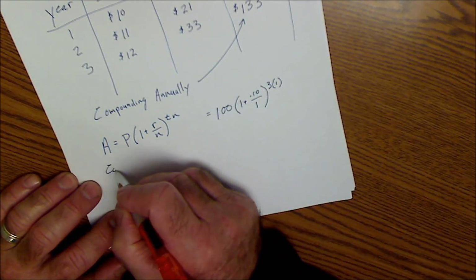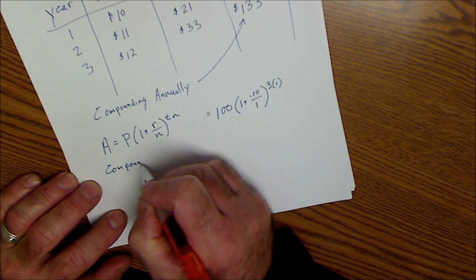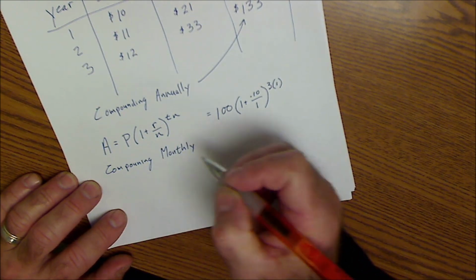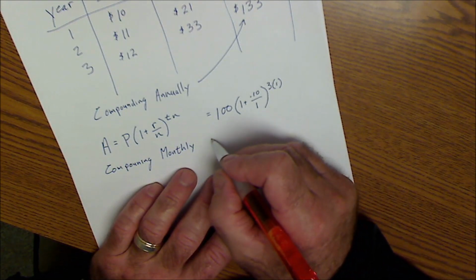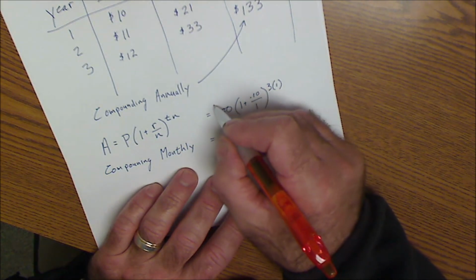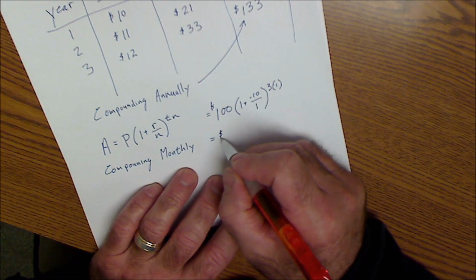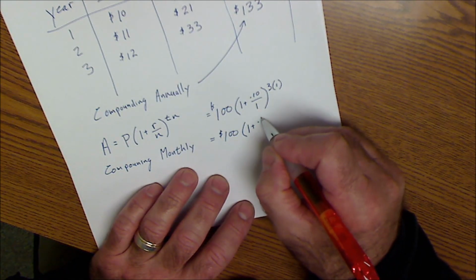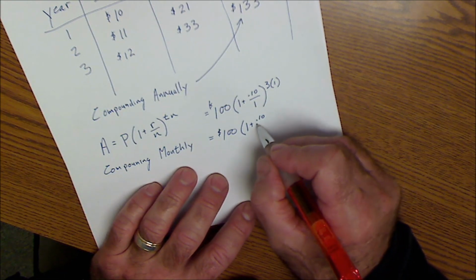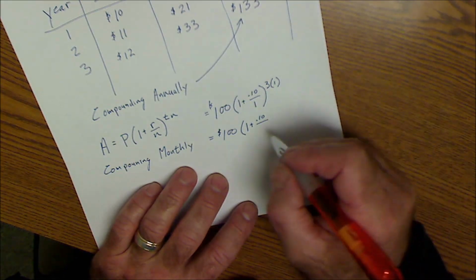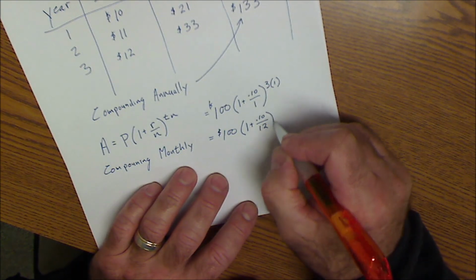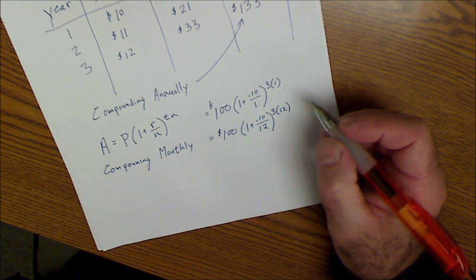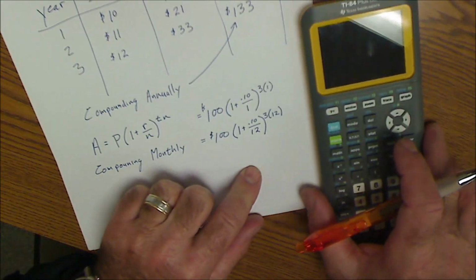So if I'm compounding it monthly, it's going to be that same equation. So compounding it monthly would be my principal amount of $100 times 1 plus that same rate of interest, 10%. But now, because I do it 12 times in a given year, I divide that by 12, and I take that to the power of 3 years times 12. So let me enter that on my calculator.